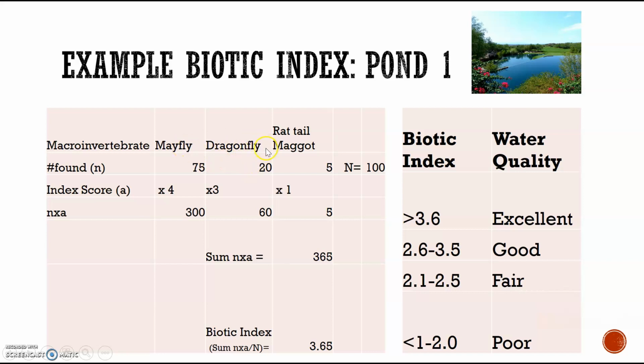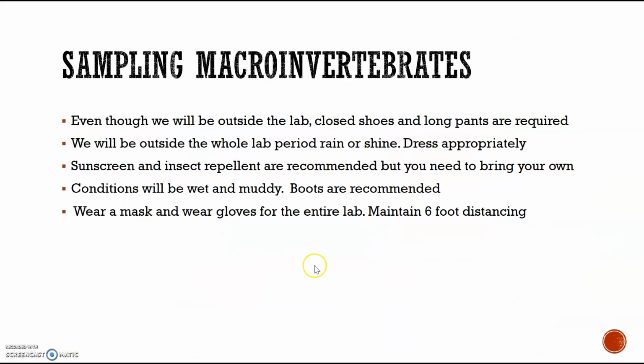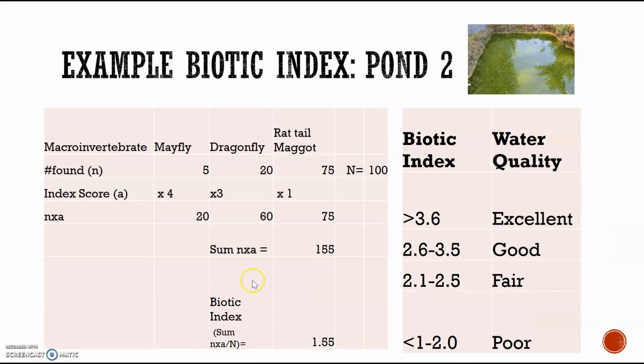Our dragonflies, there's 20 of them. Their score is 3, so they contribute 60. Then if we look at our rat-tailed maggots, there were 5 of those. Their score is only 1, and so they contribute 5. So we sum up all of those n times a's. That gives us 365. We then divide that by n, which is our total number of organisms.